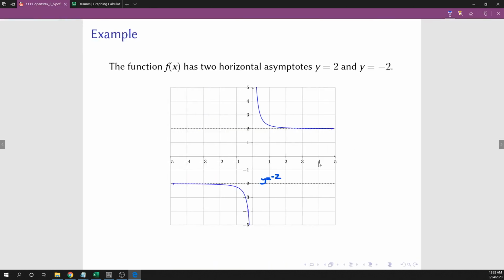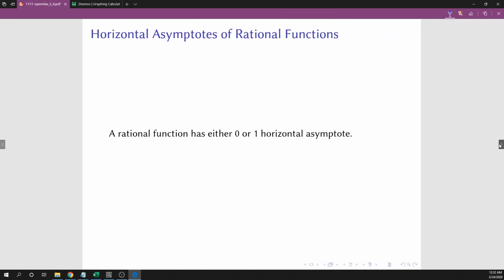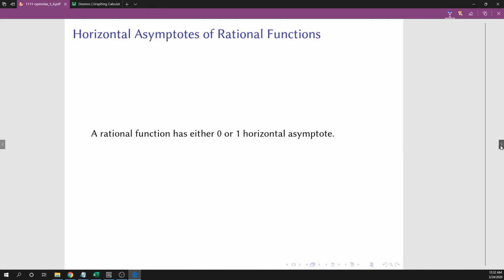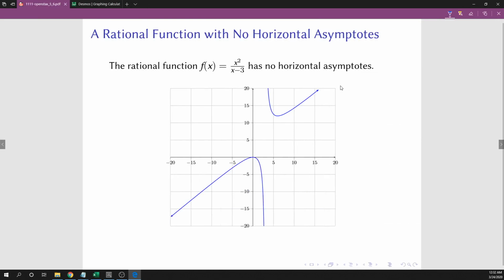So the graph that I showed you before is not the graph of a rational function. A rational function has either 0 or 1 horizontal asymptote. So let's take a look. This function, f of x equals x squared over x minus 3, is a rational function. It has no horizontal asymptotes.